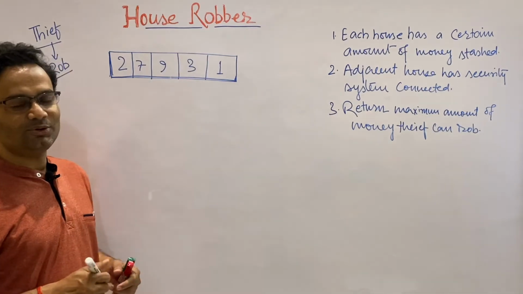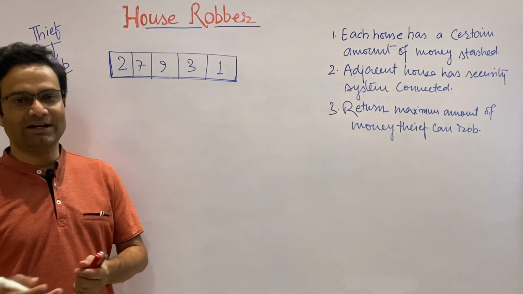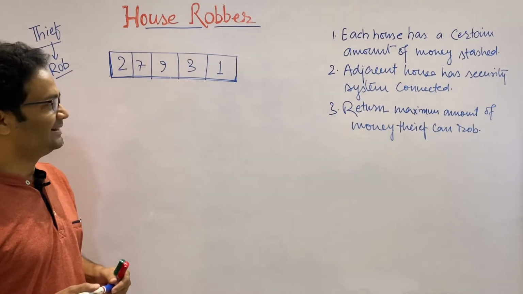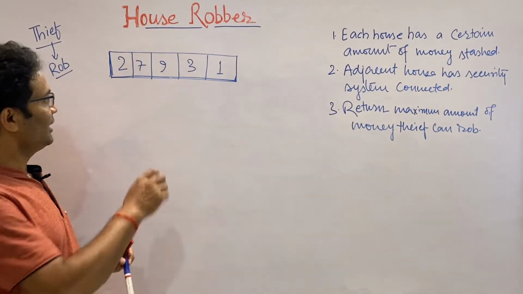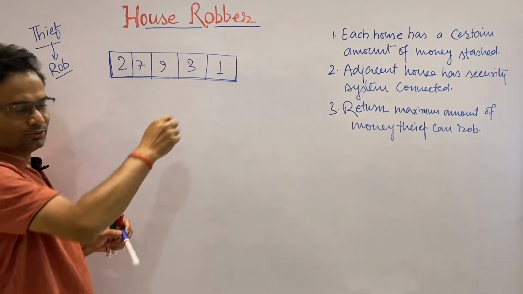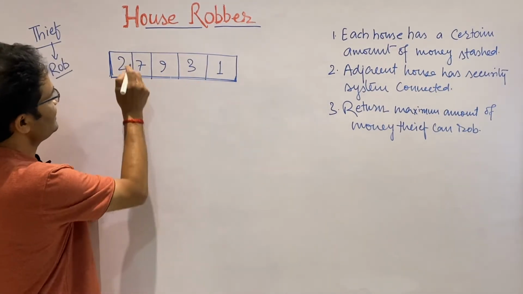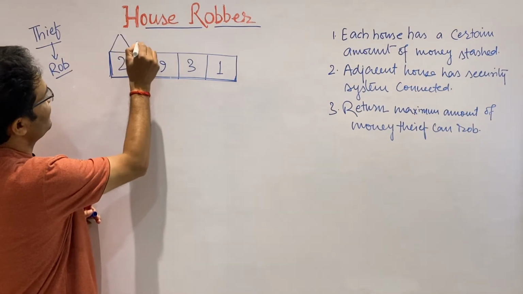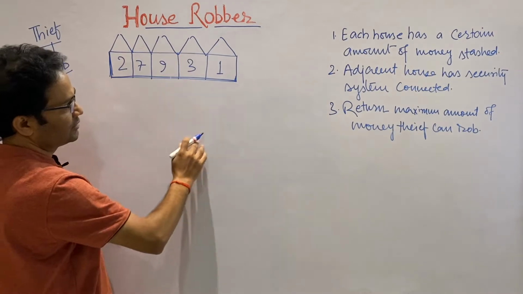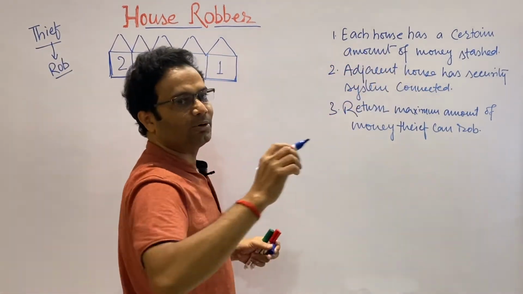So in this video we are going to solve one very interesting algorithm. The name given to it is the House Robber. Interesting name. The thing is that you are given one array and each index has a value. You can consider each element of this array as a house. These are the houses, and each house has a certain amount of money.